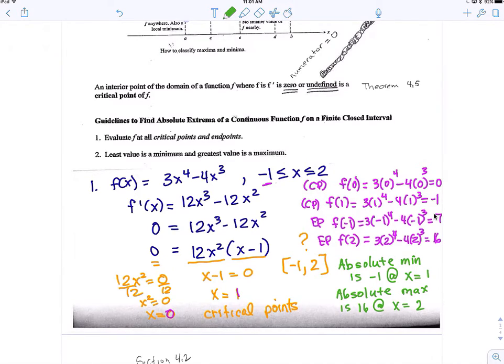As the guideline suggests, we evaluate f at all the critical points, for which we take the first derivative and set it equal to 0 to find our critical points. We make sure those critical points are in our given interval, and then we proceed. We test the critical points, and we test the endpoints to determine the absolute max and absolute min.